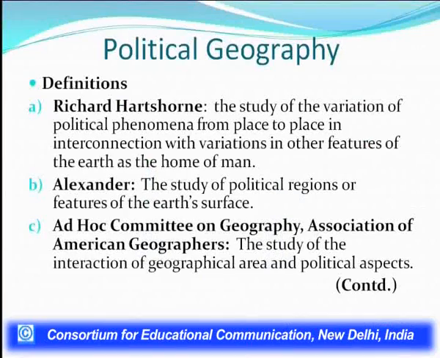An ad hoc committee on geography constituted by the Association of American Geographers, which is a prime organization for geographers in the international academic system, argues that it is the study of interaction of geographical area and political aspects. So they have kept it very simple. The geography part comes from the territorial or the land surface part of it, whereas the political aspects interact with them to bring about what political geography is.